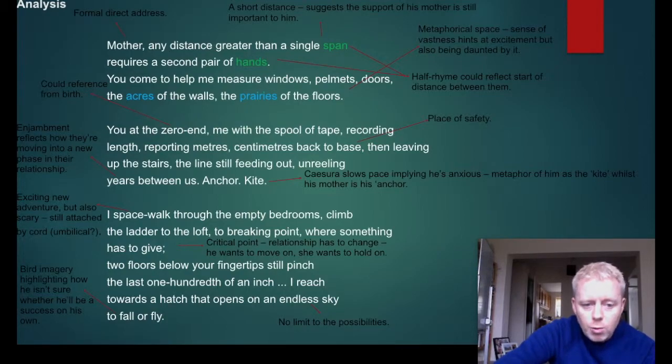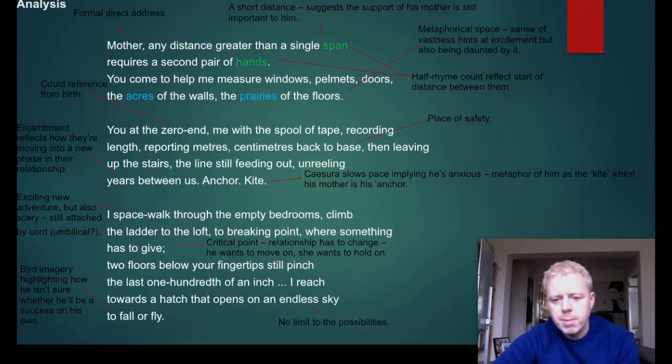In unreeling years between us, enjambment is a run on lines, reflects how they're moving into a new phase in their relationship. So they're still going to remain close and retain a close bond, but it's just going to evolve.